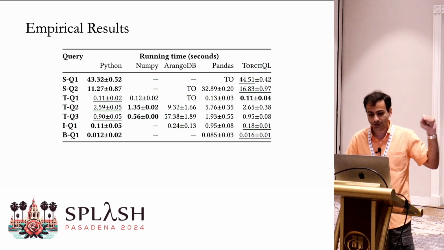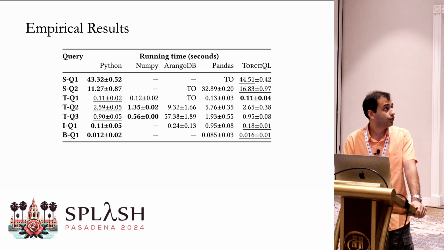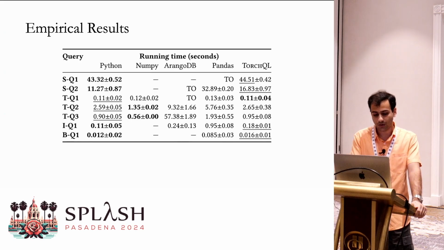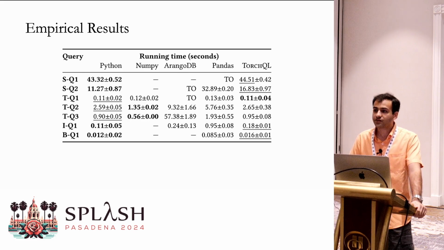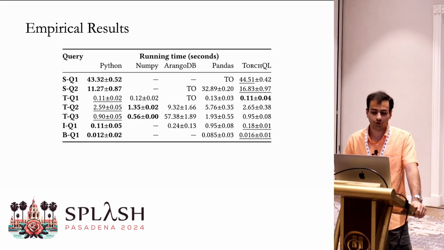But essentially what we do is we write the same query in every single framework that you see on the top over there. So we write the same query in Pandas wherever it is possible, in ArangoDB, which is an in-memory version of MongoDB, in NumPy, that is only possible for 3 of these queries, and in Python. In every single case, we write it in a way we expect reasonable programmers to write in that particular language. And specifically in Python, we optimize the Python code to the level that TorchQL is optimized.